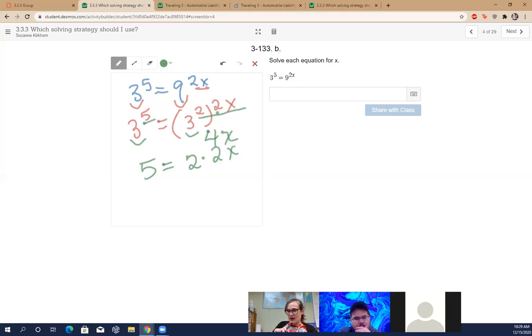How can we solve for x? Divide by 4. Right, divide both sides by 4. 4 divided by 4 is 1. 5 divided by 4 is 4 goes into 5 once with 1 left over. 1 and 1/4 equals x.